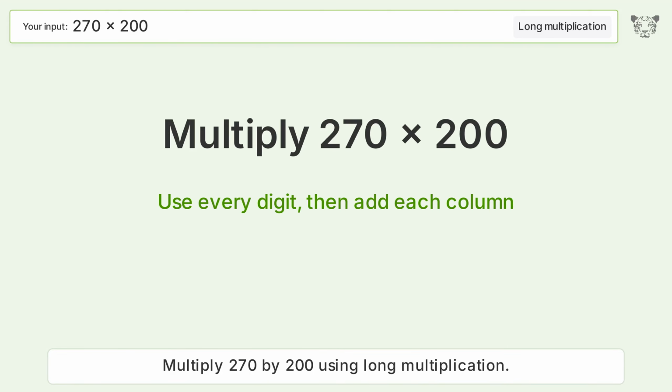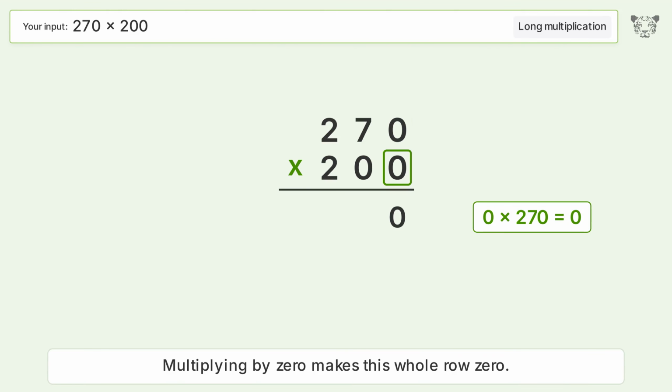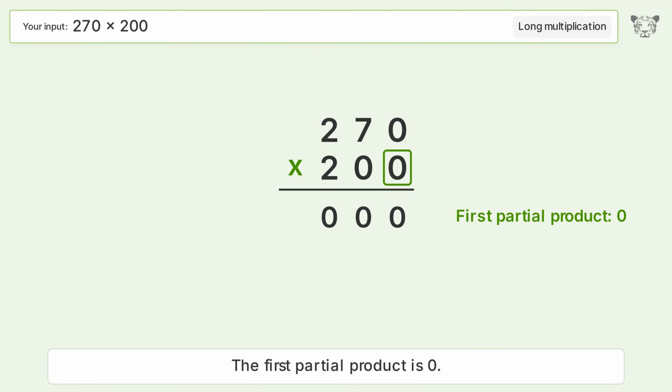Multiply 270 by 200 using long multiplication. Start with the ones digit, 0. Multiplying by 0 makes this whole row 0. The first partial product is 0.